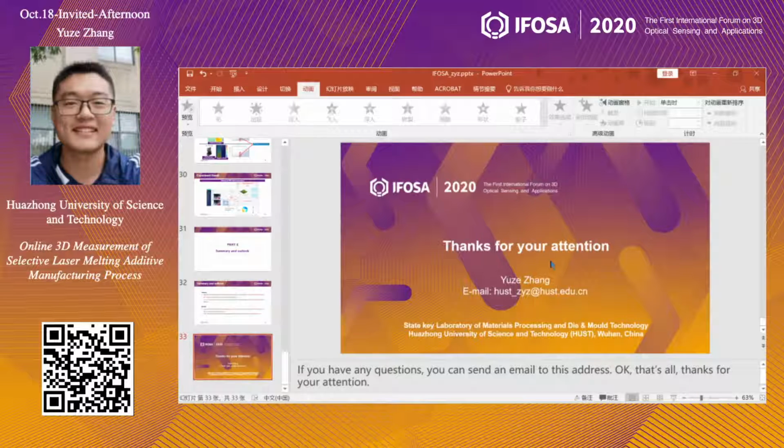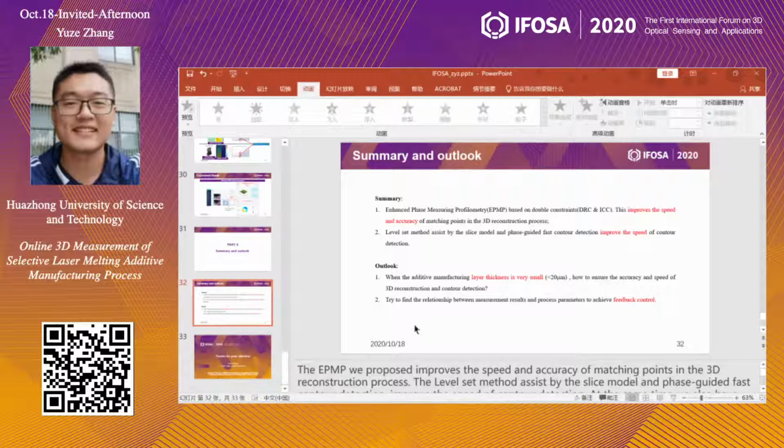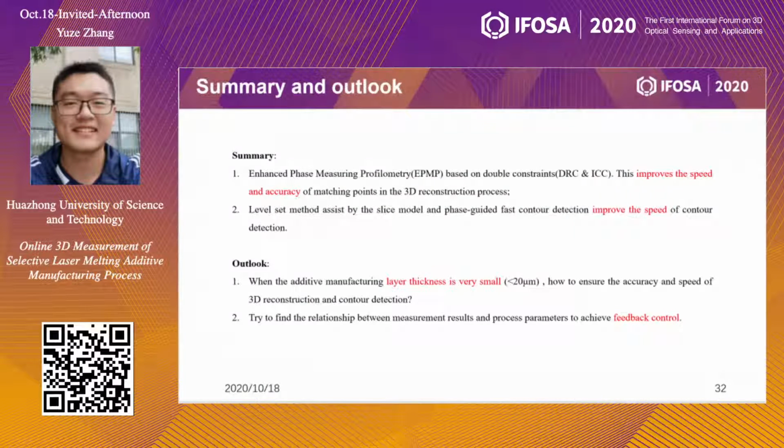Thanks for this question. That's exactly the key issue we need to study. Actually, the work we are currently completing only includes online measurement and analysis. As I said in the outlook, we are trying to find the relationship between measurement results and the process parameters.